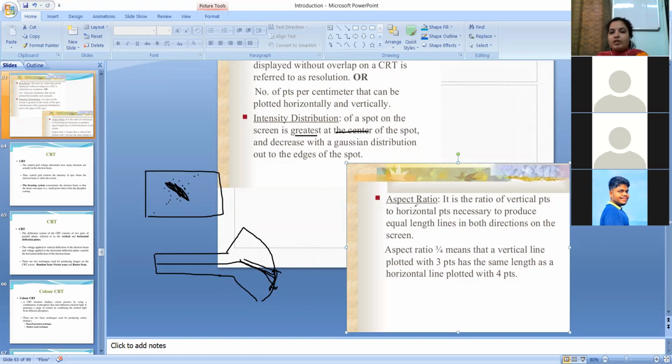Then comes the aspect ratio. Aspect ratio is the ratio of vertical to horizontal points. So if I am having a total of 400 points on the Y axis and 600 on the X axis, then 400 by 600 will give you the aspect ratio. So 400 by 600 is the aspect ratio, which is the number of pixels vertically divided by the number of pixels horizontally.